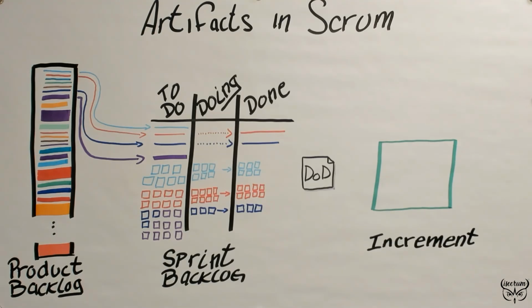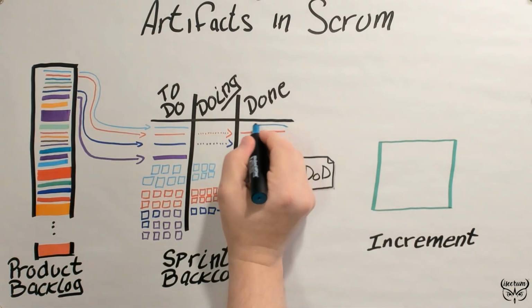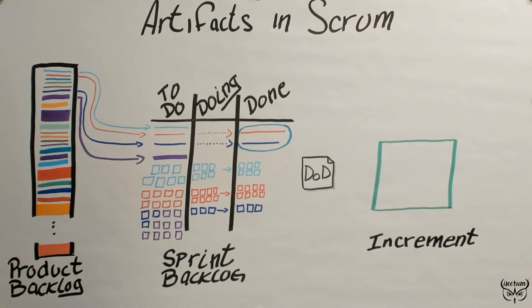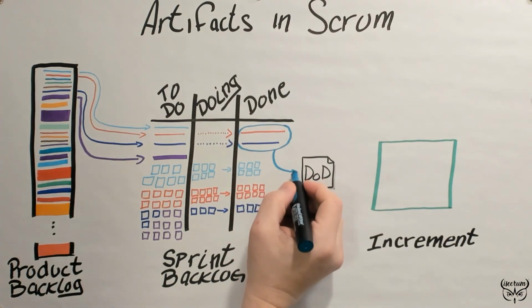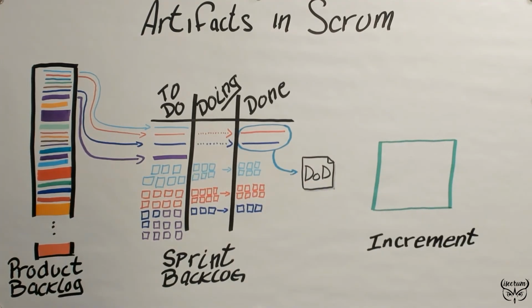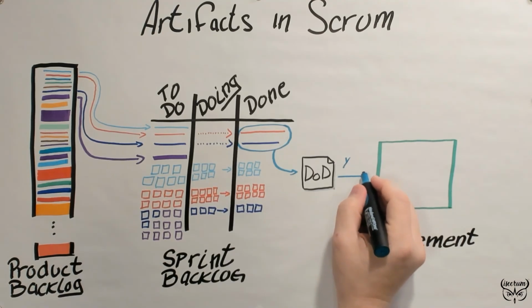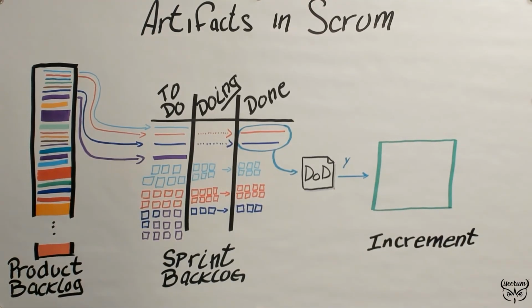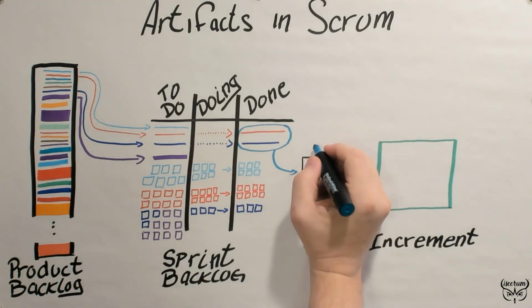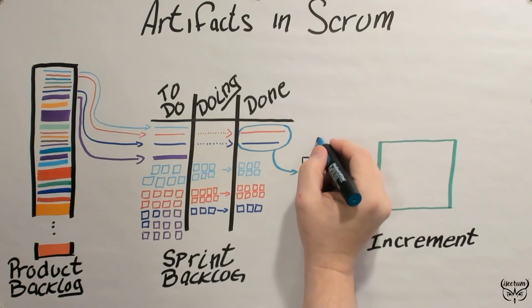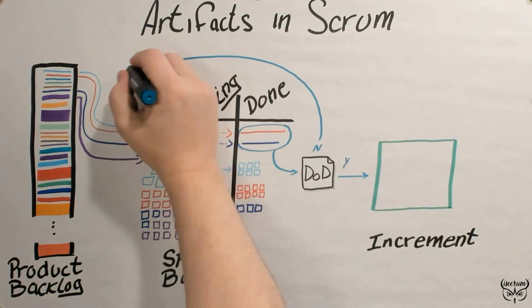In order to get the done product backlog items into the increment, or for them to become part of the increment, the Scrum team needs to compare the done product backlog items from the sprint to the level of quality described in the definition of done. If the level of quality of those product backlog items lives up to the definition of done or even exceeds it, then those product backlog items become part of the increment. If they do not, then they go back to the product backlog to be reprioritized by the product owner and may be brought into a subsequent sprint in the future.